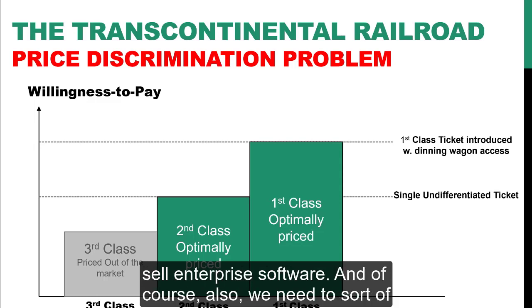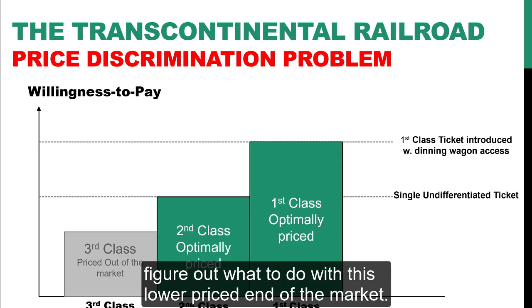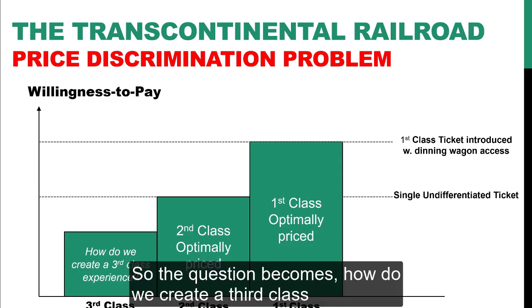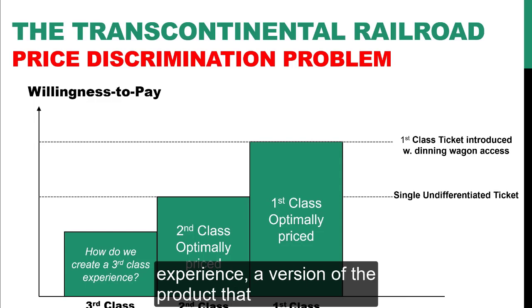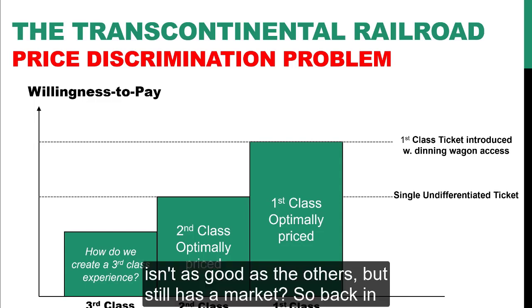And of course, also, we need to figure out what to do with this lower priced end of the market. So the question becomes, how do we create a third class experience, a version of the product that isn't as good as the others, but still has a market?